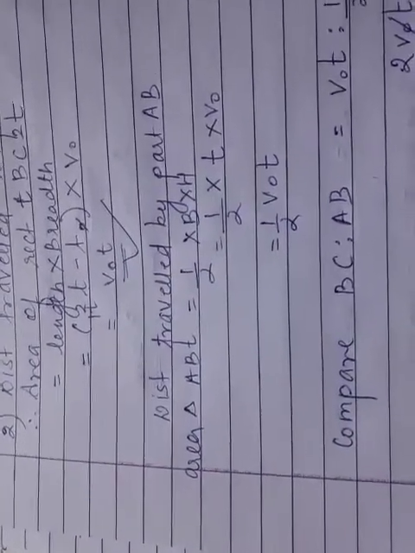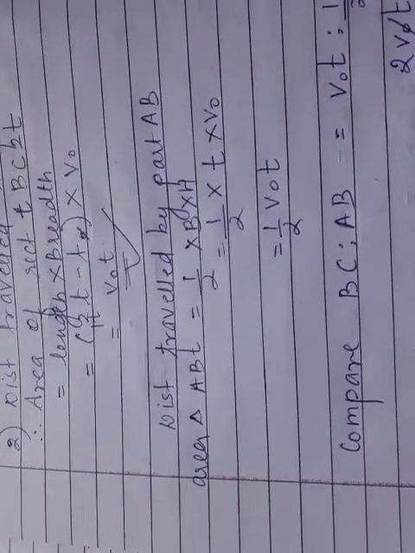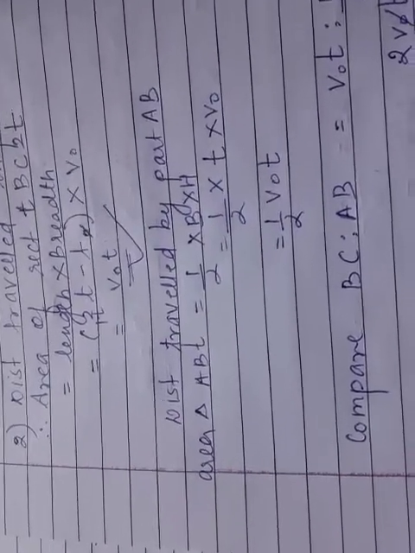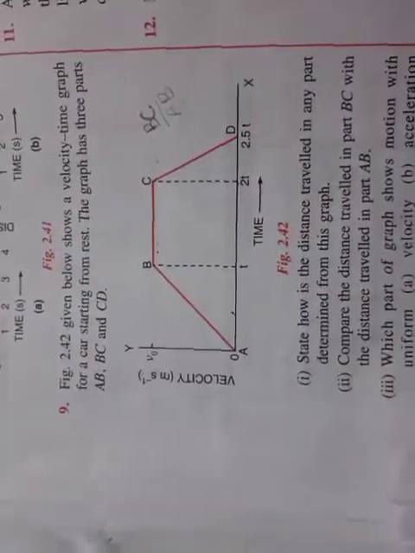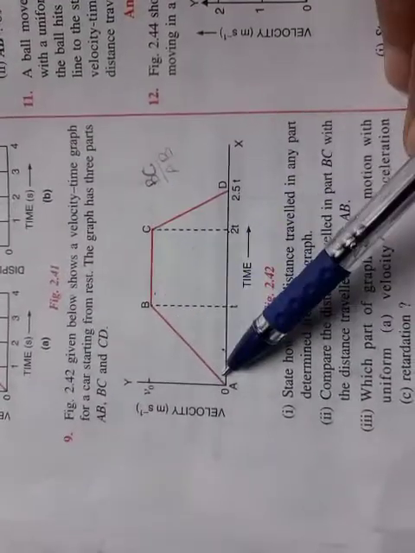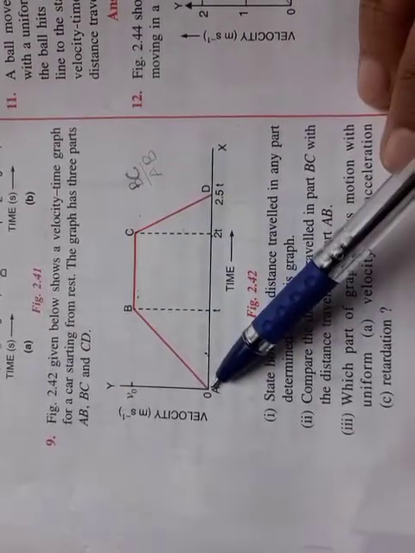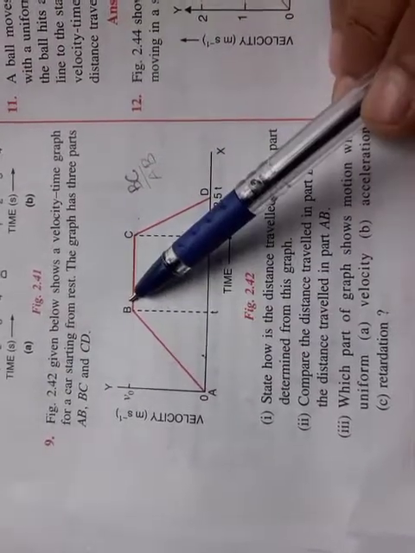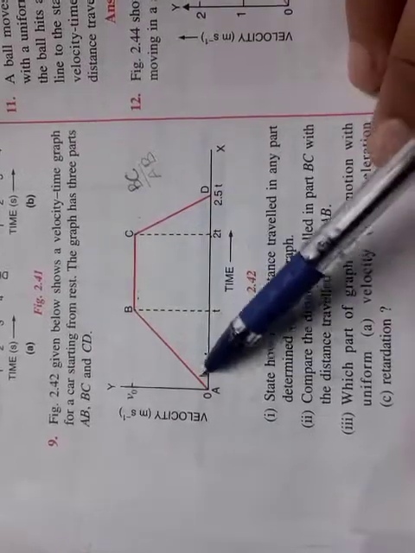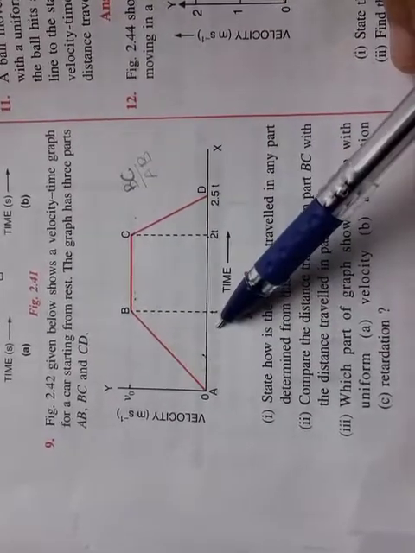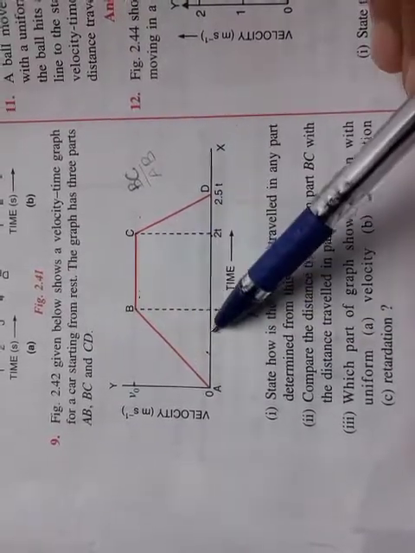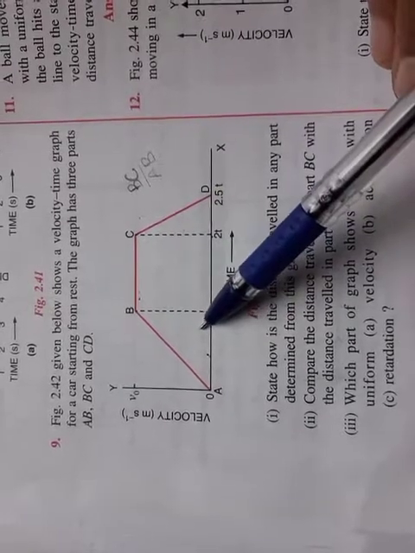Now next you have to find out the distance traveled by part AB. So here the distance traveled by part AB is given as the area of triangle ABT. Okay, now let us see how. Here you can see where is part AB. This is part AB. Now to find out the displacement of part AB, we have to find out the area enclosed by the figure, so ABT. So in triangle ABT, what is the formula? Half into base into height, right?